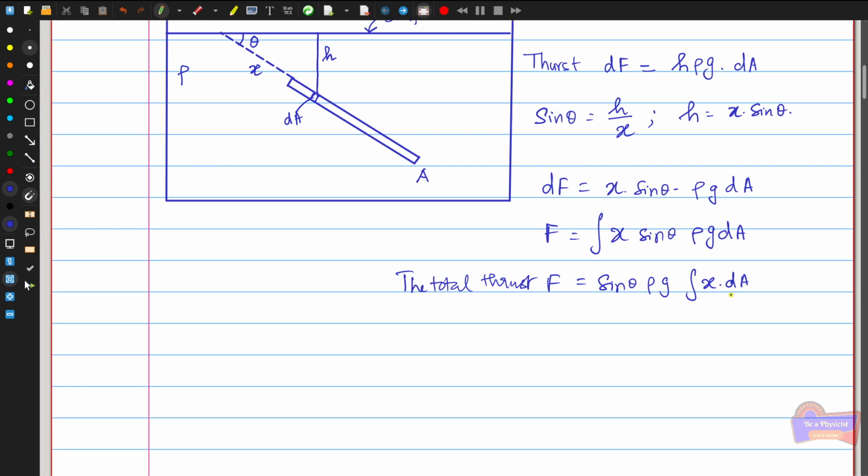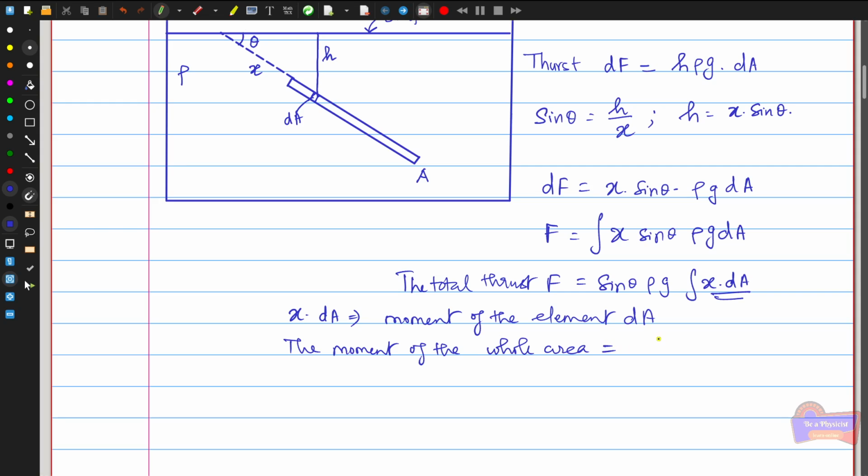Here we can note that this x into dA is nothing but the moment of the element dA, the moment of the considered element from the surface of the liquid. Therefore this integration of x into dA is nothing but the moment of the whole area A. So the moment of the whole area can be written as the integration of x into dA, which is nothing but A times capital X.